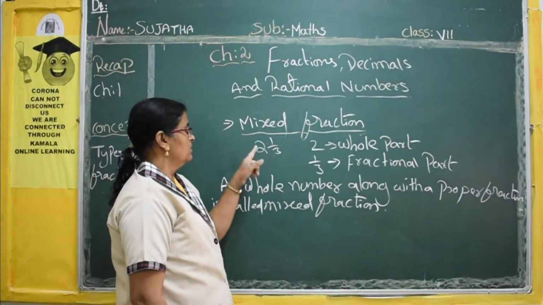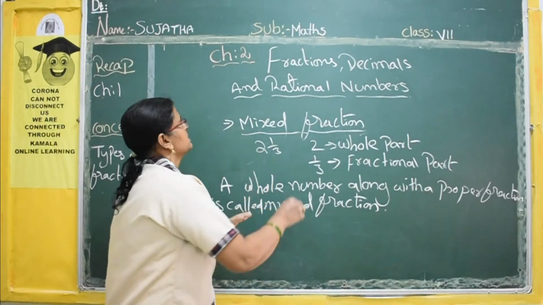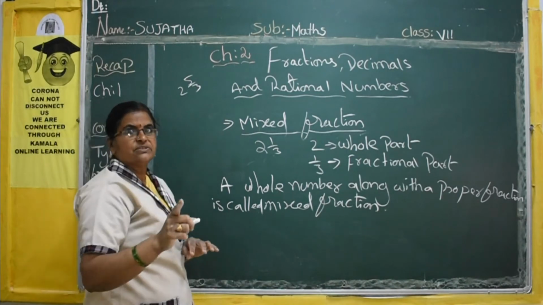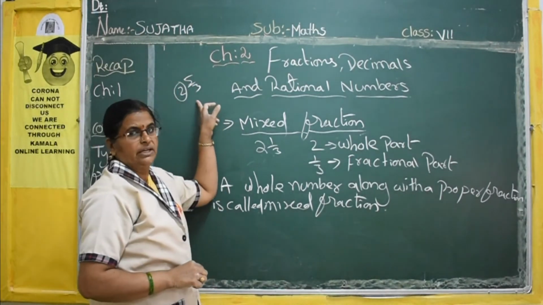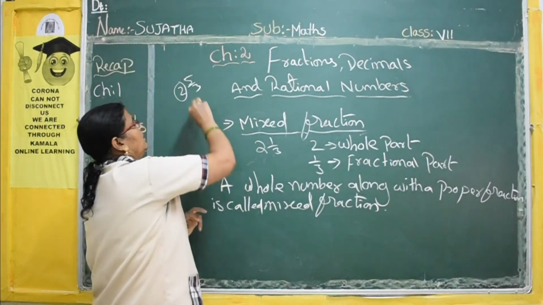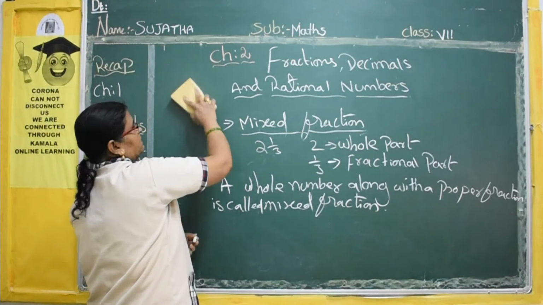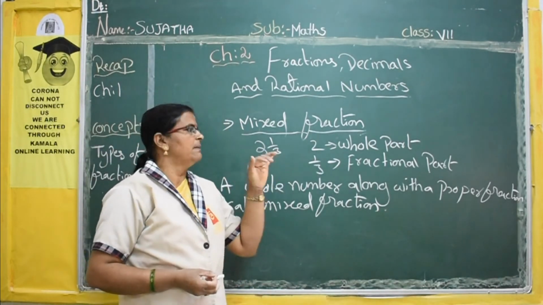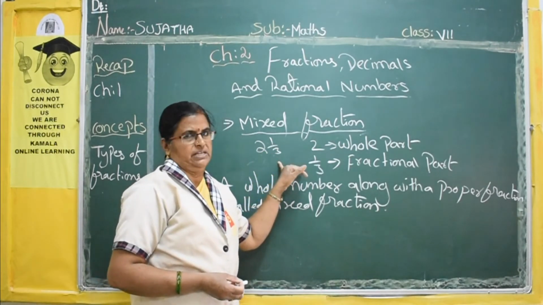Understood? So a whole number along with a proper fraction, not improper. Suppose you are taking it like this. This is not a mixed fraction. This is wrong. Why? Because this is a whole number, but it is not a proper fraction, so it doesn't belong to the improper. It doesn't belong to the mixed fraction. A mixed fraction must contain a whole number along with a proper fraction.